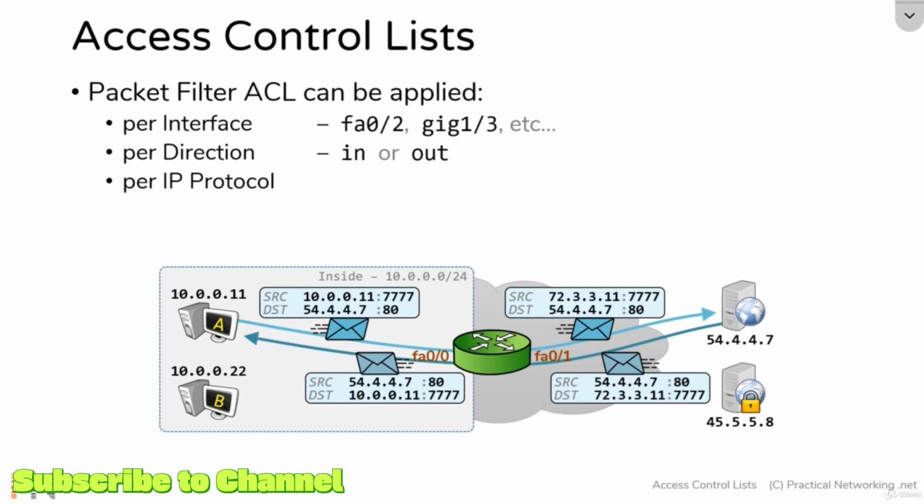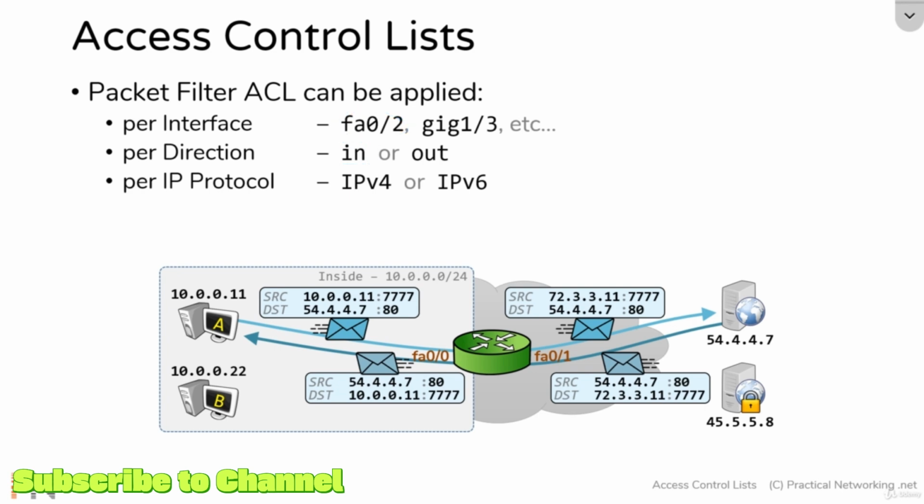The last thing to consider of where you're applying your access list is the IP protocol. And by that, I simply mean IPv4 or IPv6. A single access list will either only filter IPv4 traffic or IPv6 traffic. You can't have a single access list filtering both. So if you wanted to filter both v4 and v6 traffic, you would have to create two different access lists and apply them to a particular interface in a particular direction.